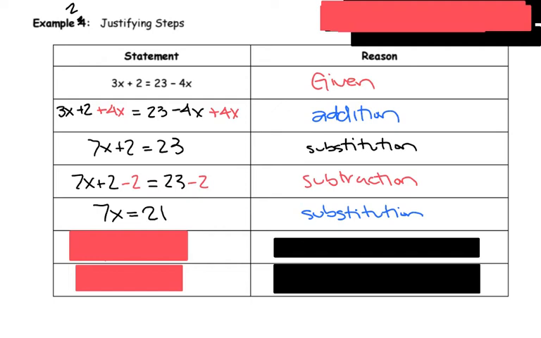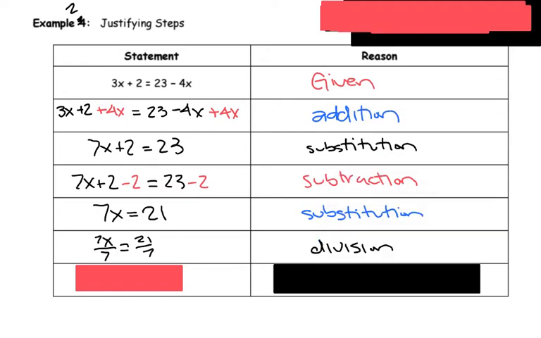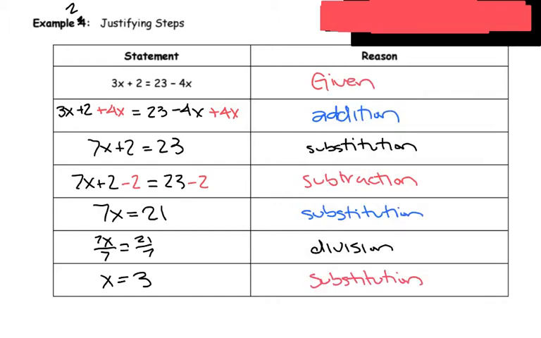And the last step here, it looks like we're going to have to divide by 7. So that is going to be a division as the reason. And when we actually work that out, 7x divided by 7 equals 21 divided by 7, you're left with x equal to 3, which is substitution as the reason.